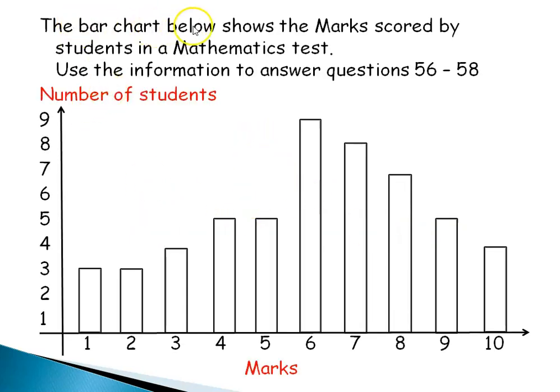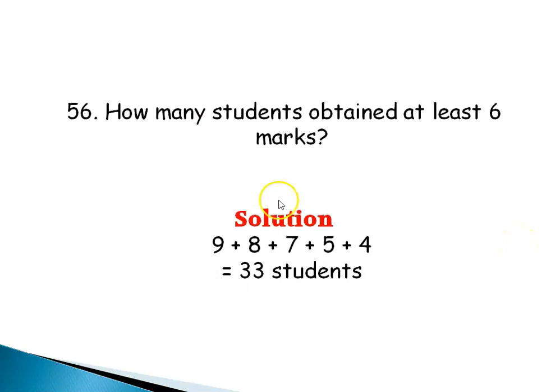Alright, the bar chart below shows the marks scored by students in the mathematics test. Use the information to answer questions 56 to 58. So this is your bar chart. Let's look at the questions we are meant to answer. How many students obtained at least 6 marks? At least 6 marks. That means 6 marks and above. That's at least 6 marks.